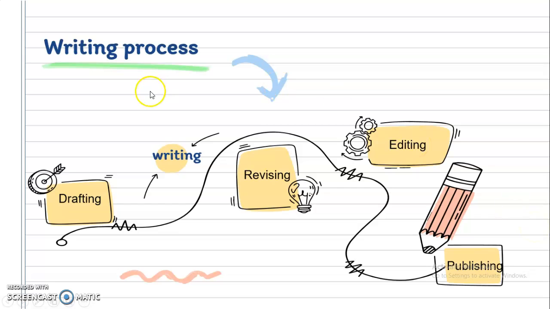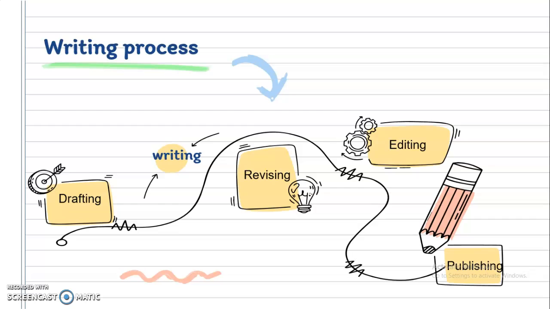Alright, this is the writing process. Writing consists of several steps. The first one is drafting. So when you want to write something, you have to draft it first. You have to think about it, brainstorm, and then outline the important things that you want to write, and then you collect the vocabulary that you're going to write. You do some research, and then you make a mind map, for example. So that is the process of drafting. It's a long process, I guess.